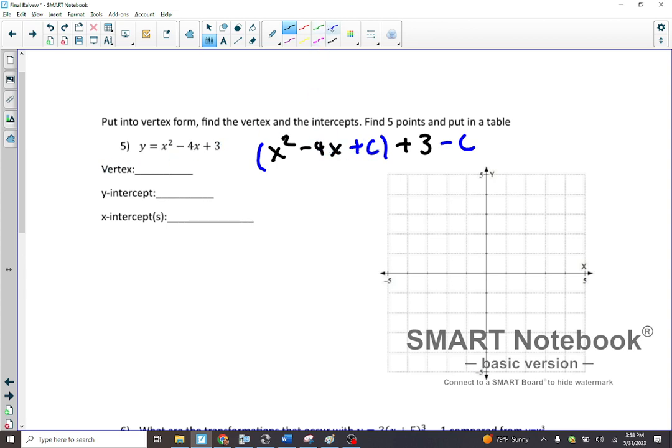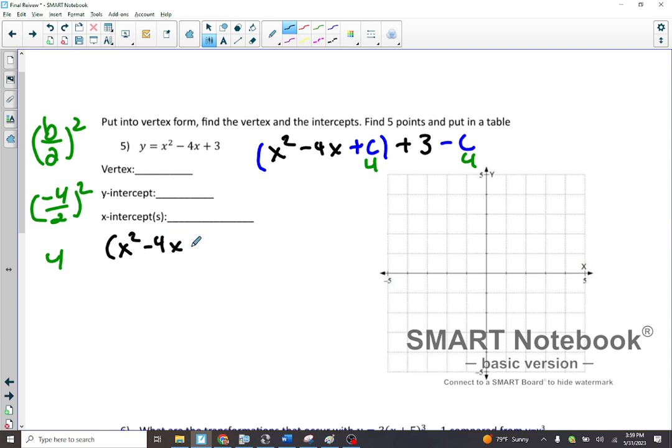All right. So this one is x squared minus 4x plus 3. We have to add those c's to complete the square. We need to pick the perfect c. To pick the perfect c, we do b over 2 squared. Your b value is negative 4, so negative 4 over 2 squared happens to be positive 4. So this c will be a 4, and this c will be a 4. So x squared minus 4x plus 4, and 3 minus 4 is negative 1.